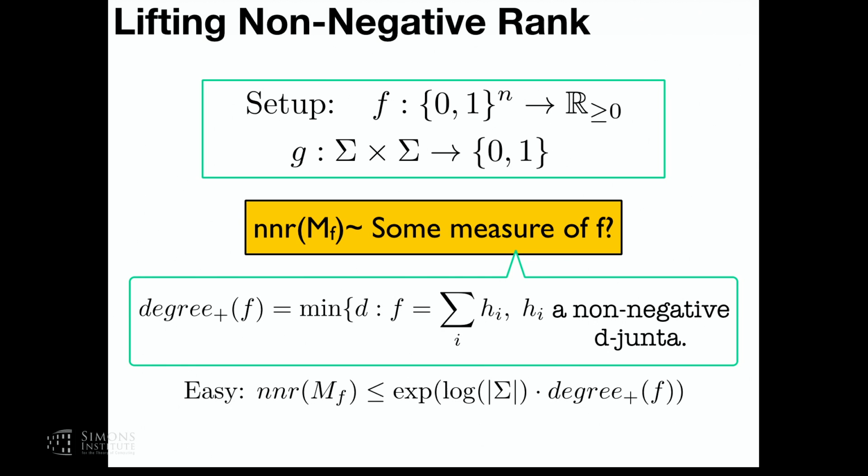And it's easy to see that you get an upper bound on the non-negative rank in terms of degree plus. Okay? So the non-negative rank of the lifted matrix is at most exponential in something which depends on the alphabet size, that's not too important, times the degree plus of f. Essentially, you can just expand each of these h_i to get a corresponding nice rank 1 term. So given this upper bound, the main question we'd like to address is whether there's a corresponding lower bound. Is this bound tight or is it not?